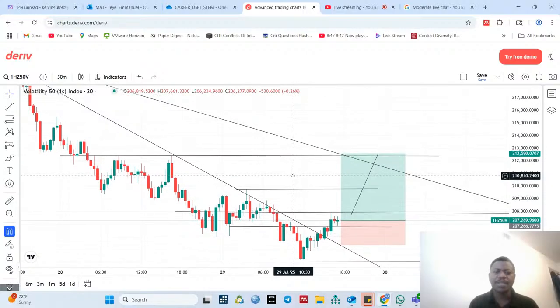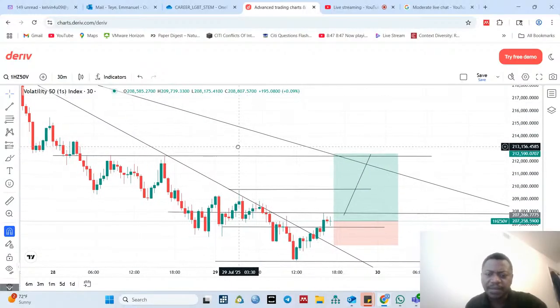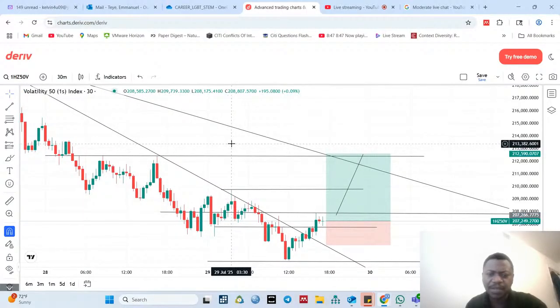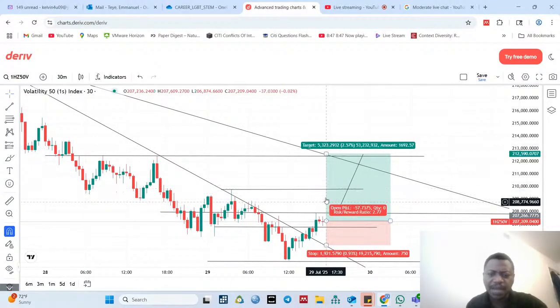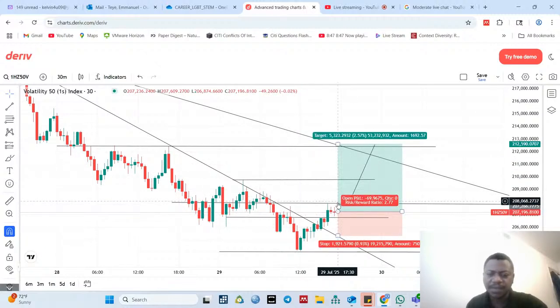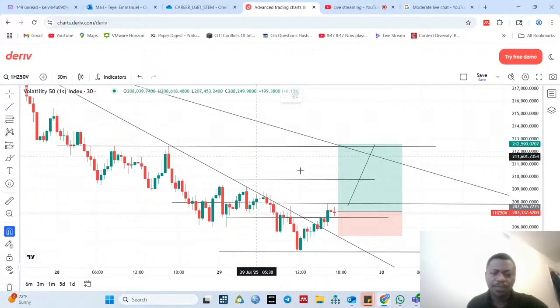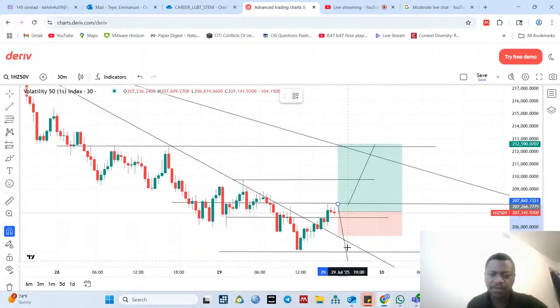So I'm still waiting. I'll do a new video to update on how this setup goes, whether it will give us this buy setup or it will just continue to drop to the downside.